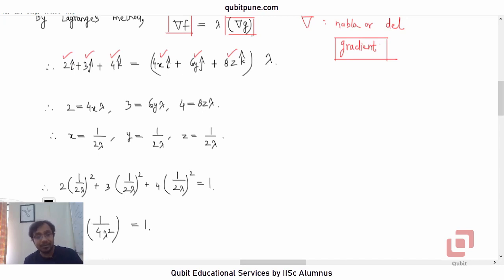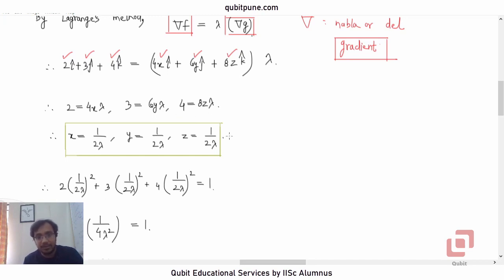Now we want to make use of the equation of the constraint, so that we can find the value of lambda. So we will get x, y and z in terms of lambda. x will be 2 by 4 lambda, or 1 over 2 lambda. Similarly, y and z also turn out to be 1 over 2 lambda. As you can see, 3 is half of 6 and 4 is half of 8.